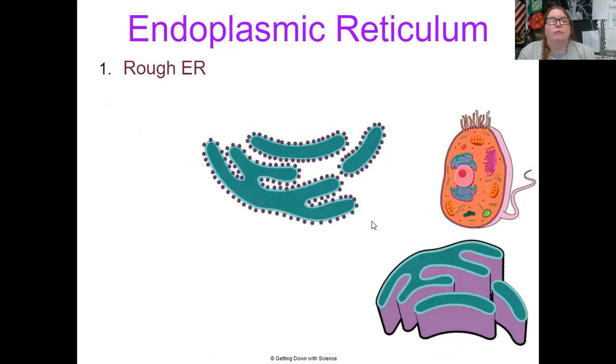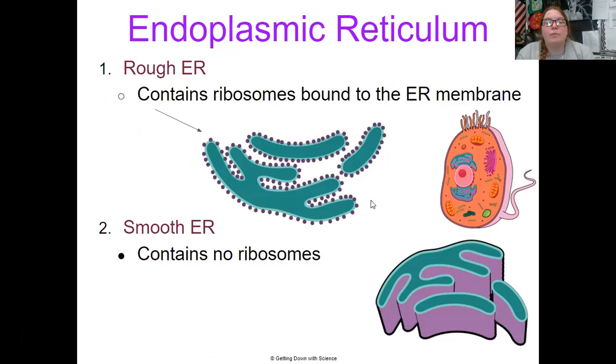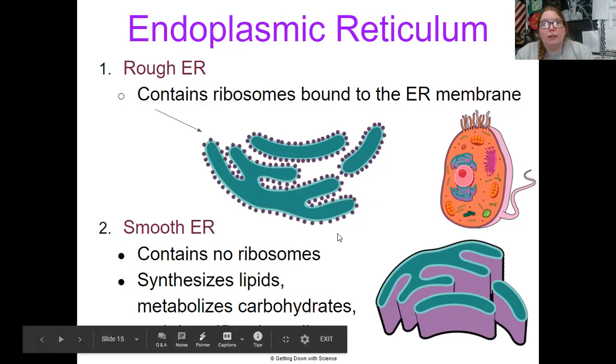All right, so the rough ER has ribosomes. I feel like this is repeating itself, so I'm just going to click through it. But here's a diagram. See how it's coated with the ribosomes. And the smooth ER has none. Another role of the smooth ER is that it detoxifies the cell. It can help break down chemicals.